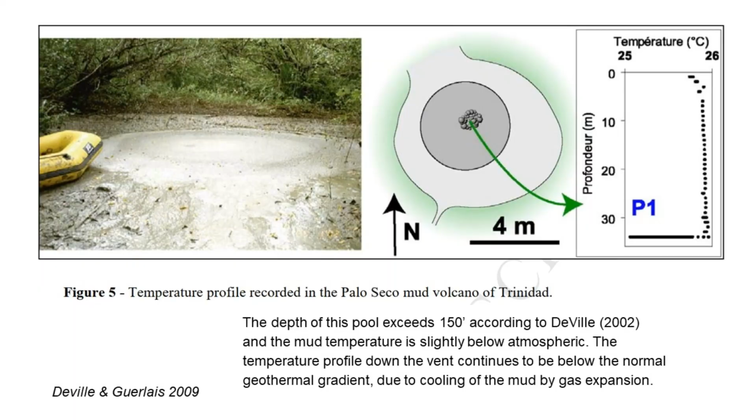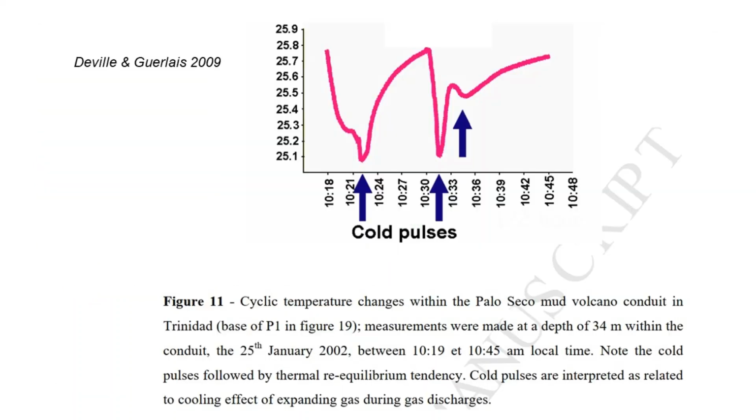The depth of this main pool exceeds 150 feet according to Deville in 2002, and the mud temperature is slightly below atmospheric. The temperature profile shown on the right indicates that the temperature down the vent continues to be below the normal geothermal gradient due to cooling of the mud by gas expansion.